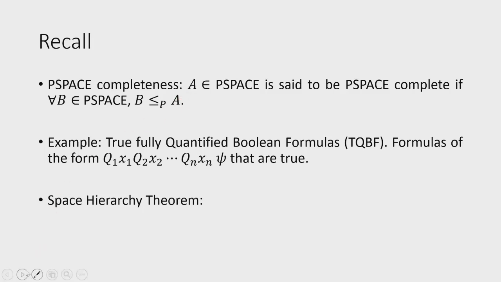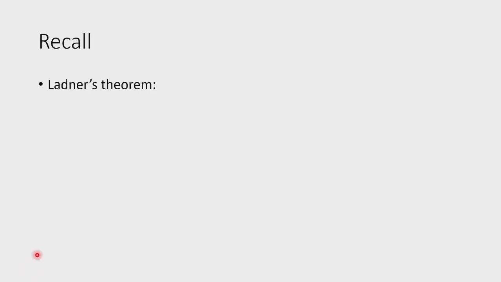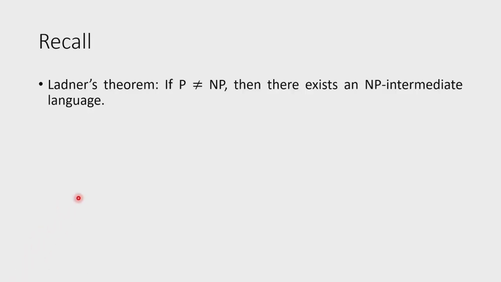Thank you. Then you would have seen the space hierarchy theorem, which is the space analog of the time hierarchy theorem. It says that the class DSPACE(f(n)) is strictly contained in the class DSPACE(g(n)) if f(n) is little-o of g(n). For example, this says that DSPACE(n) is strictly contained in DSPACE(n^2). So if you allow more space, you can solve more problems. Then you would have seen Ladner's theorem, which says that if P is not equal to NP, then there exists an NP-intermediate language, that is, a language in NP which is neither in P nor NP-complete.